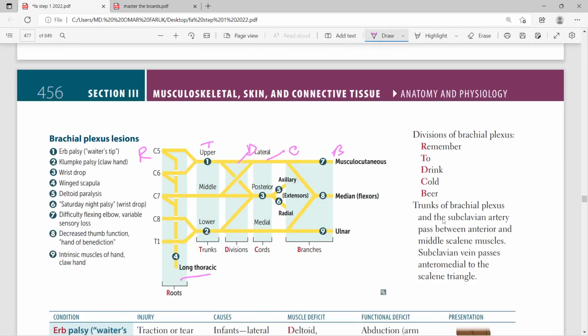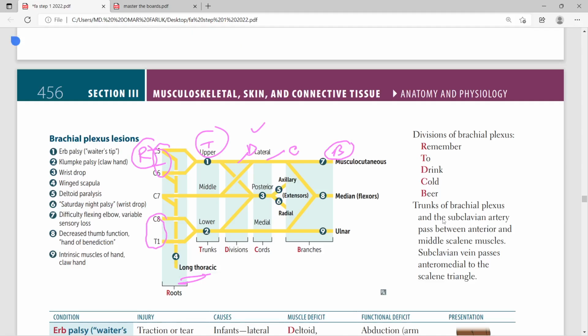In brachial plexus lesion, this is root, this is trunk, division, cord, and branches. Root is C5 to T1. In root, there are two branches, suprascapular nerve and long thoracic nerve. Erb's palsy happens if there is upper trunk compression, that means C5 and C6. If there is lower trunk compression, C8 to T1, it causes Klumpke's palsy.